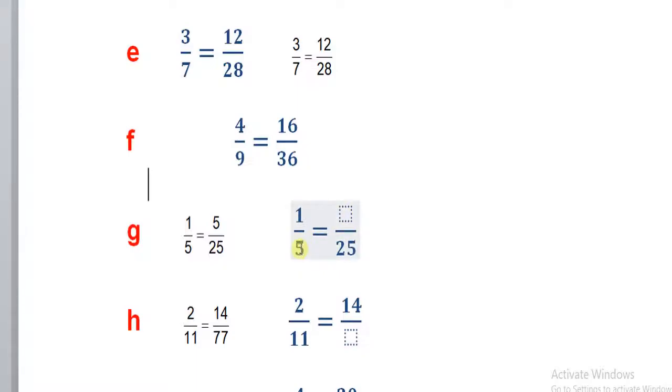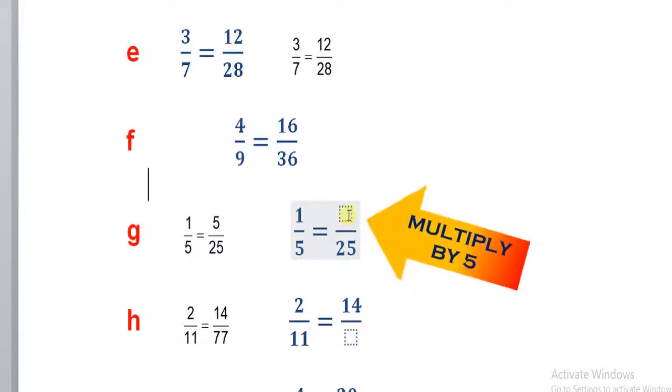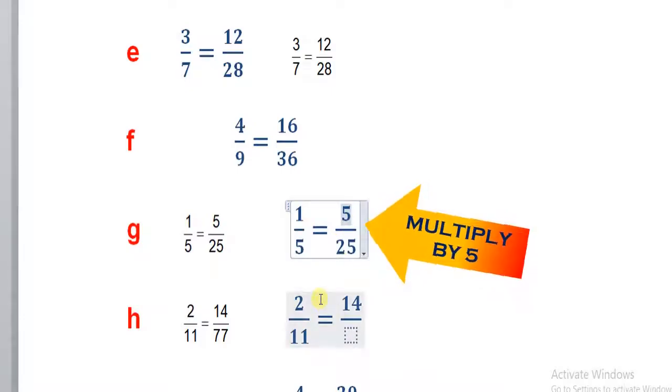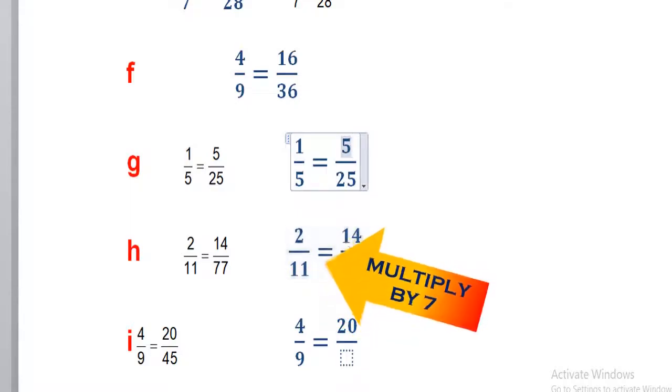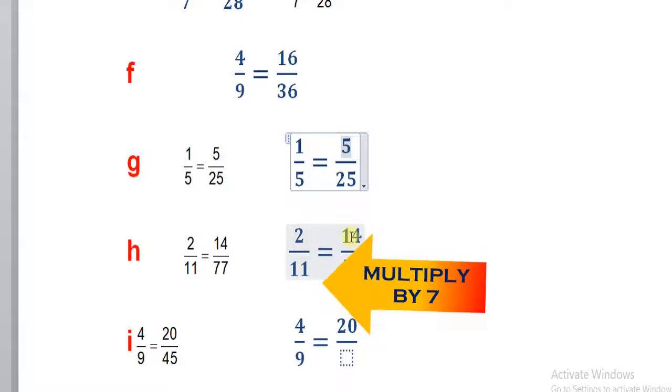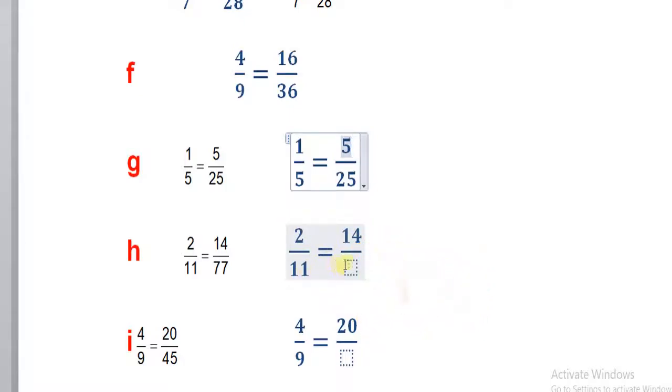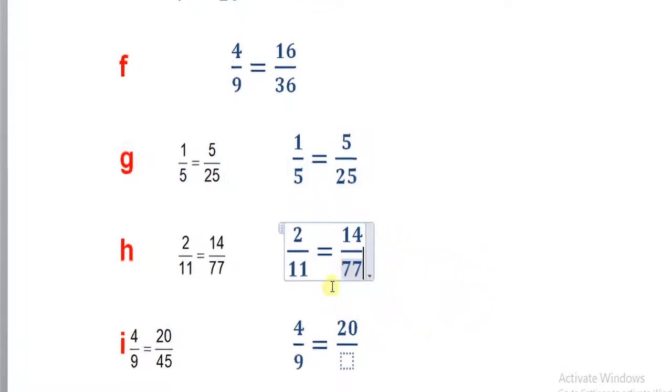Now for G, we have 1/5, and the missing number is the numerator again, over 25 as a denominator. If I multiply 5 by 5, I'm getting 25. So the number here, you have to only multiply by 5 to get the answer, which is 5. 2/11, 14 over a missing number, okay? If I multiply the number by 7 here, I'll get 14. That means I'll have to multiply the denominator of the original fraction to get the denominator of the equivalent fraction. So here I just multiply by 7. 7 multiplied by 11, it's 77.